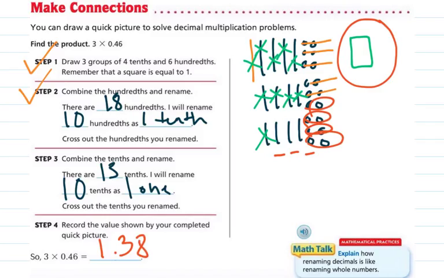And girls, something I want you to keep in mind at the bottom of this page, it says the math talk. Explain how renaming decimals is like renaming whole numbers. Well, we know, boys and girls, whenever we get more than 9 in a place, we have to rename the value. So remember, when we got 10 hundredths, we renamed. When we got 10 tenths, we renamed. So that's just a way to connect the decimal models to the whole number models, which we worked a lot with this year already.